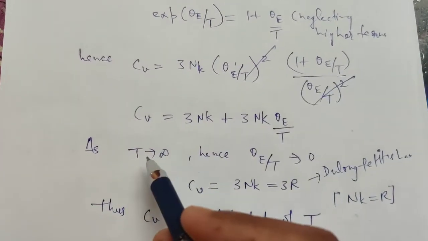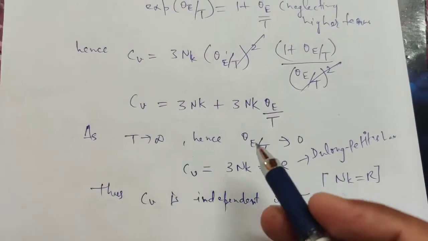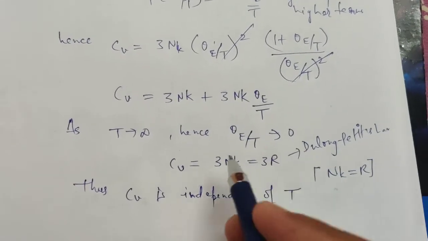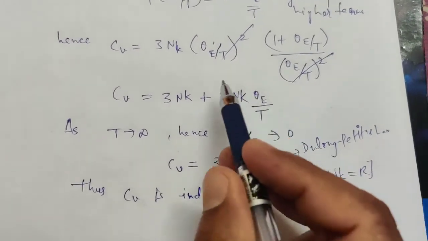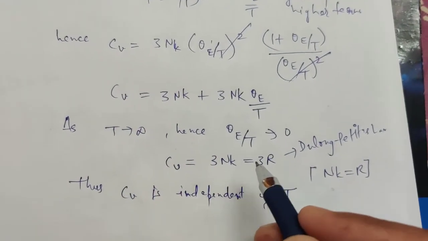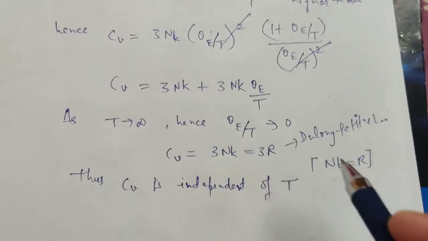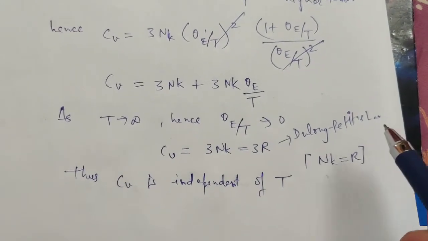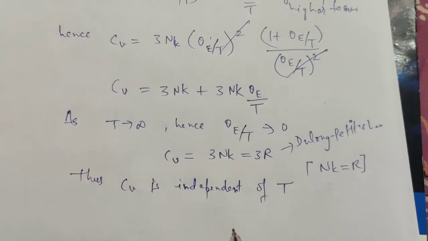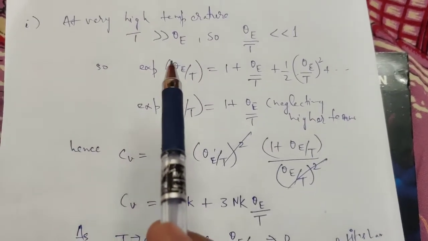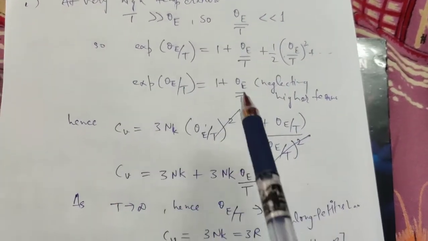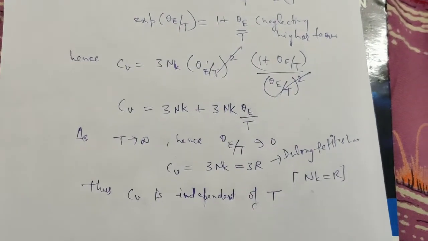So when T approaches infinity, T is very large, this term will be 0 because 1 upon infinity is equal to 0. Therefore your heat capacity will be reduced to 3nk, which is 3R, which is nothing but Dulong and Petit's law. So in this case Cv is independent of temperature, so at large temperature this Einstein expression reduces into Dulong Petit's law.